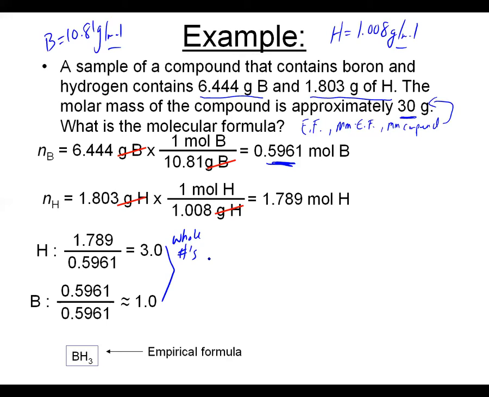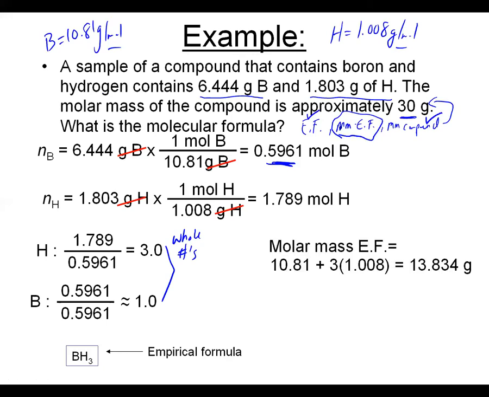Okay, so now we have pretty much two of the three things that we need. We have the empirical formula that we had to calculate, and it's very common that you do have to calculate these things. And we do have the molar mass of the compound that was given to us in the problem. The third thing that we need to calculate the molecular formula is the molar mass of the empirical formula. Since we have 1 boron and 3 hydrogens, using the molar mass from the periodic table, we will see that the molar mass of our empirical formula is 13.834. And that is essentially the third thing that is needed.